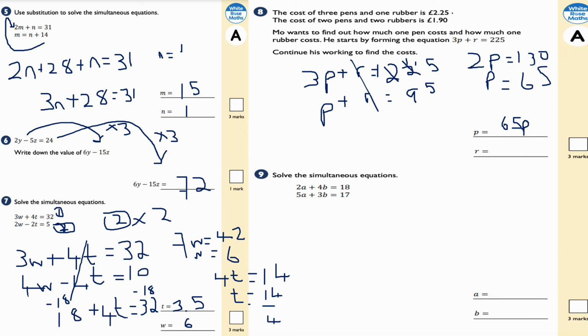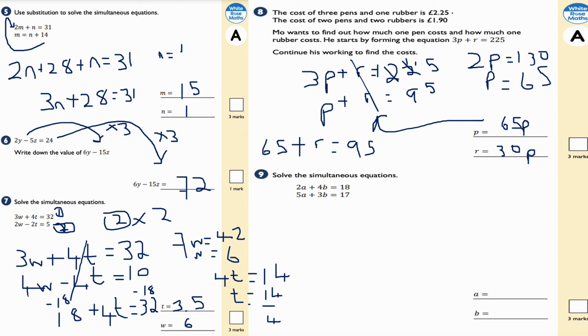If I sub it into here to work out what r is, 65 plus something equals 95, or 65 plus 30 equals 95. Yes, subtract 65 on both sides. We get that the cost of a rubber is 30 pence and the cost of a pen is 65 pence. Okay, this is question number 9.